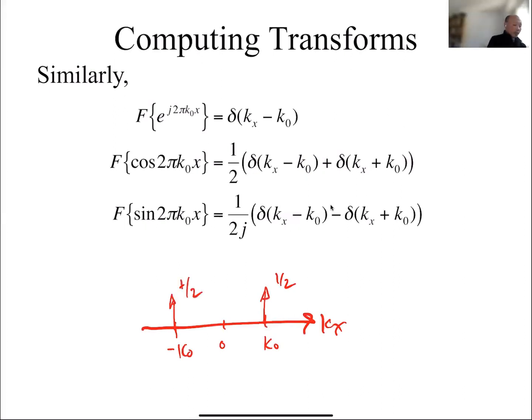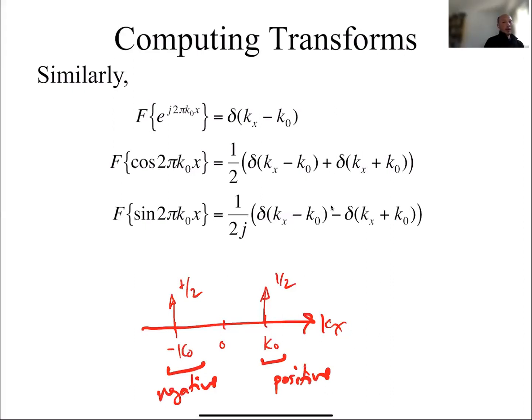So now we're introducing this concept of both. This is a positive frequency, right? And this is negative. And so this is a question that comes up quite a lot when we're talking about Fourier transforms: why do we have both positive and negative frequencies?